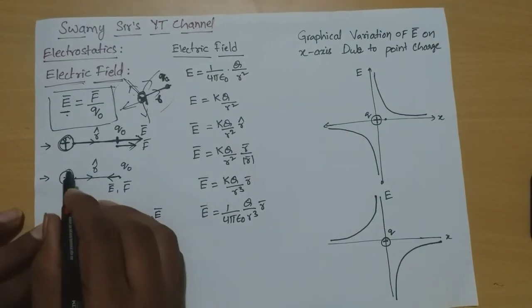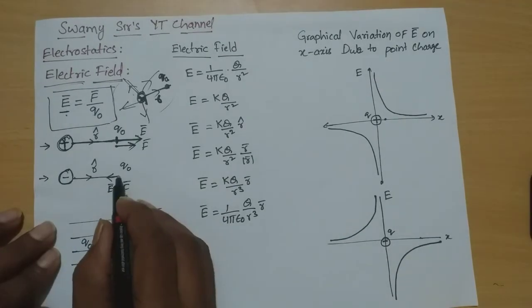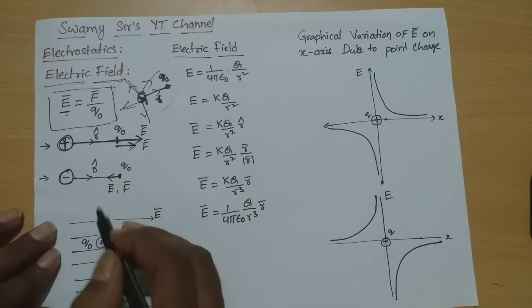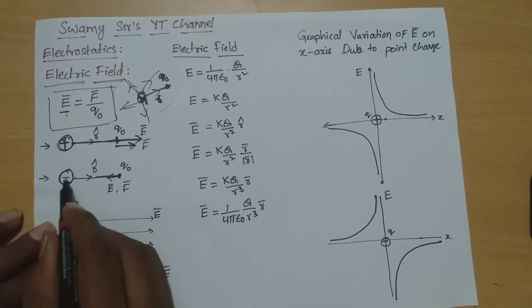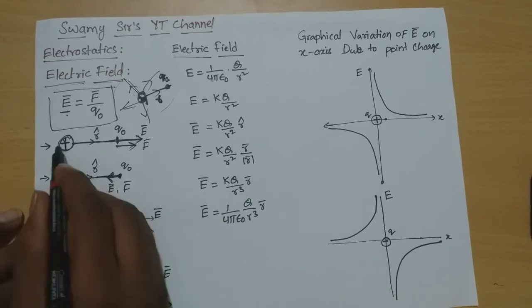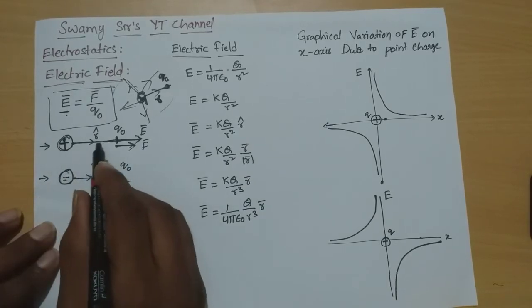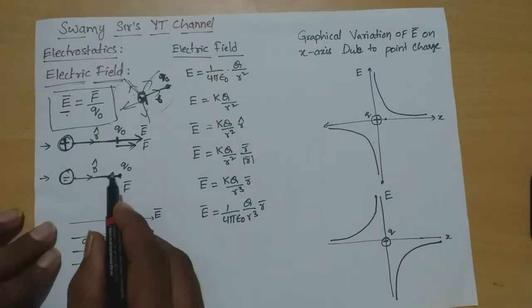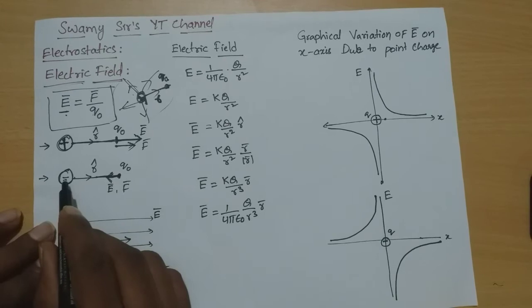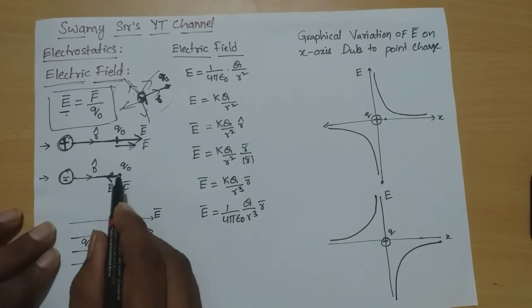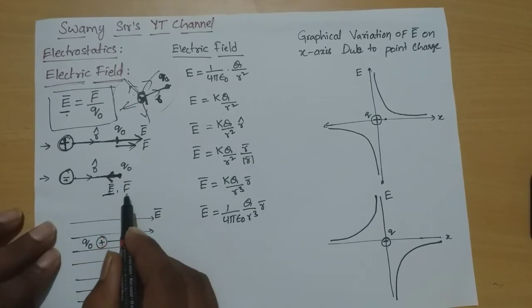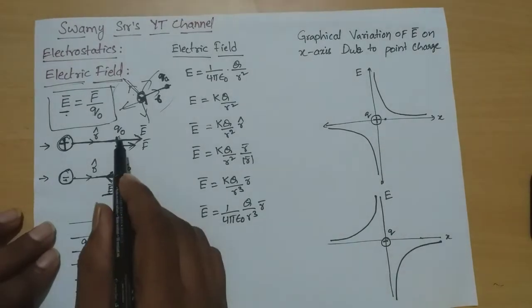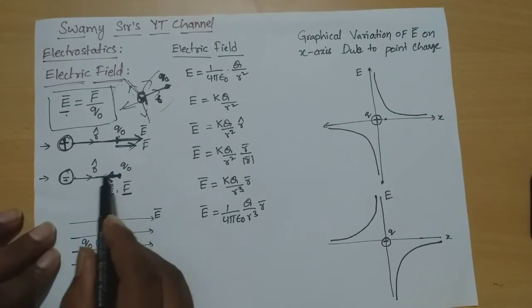In the second case, if the source charge is negative, what is the electric field intensity at this point? The electric field direction due to this source is radially inward. So if the source charge is negative, the electric field direction is inward. If the source charge is positive, the electric field direction is radially outward. And this electric field due to the source charge exerts a force on this test charge. This force is also in the direction of the electric field. So the electric field direction is the same as the direction of the force. Here both are radially outward, here both are radially inward.